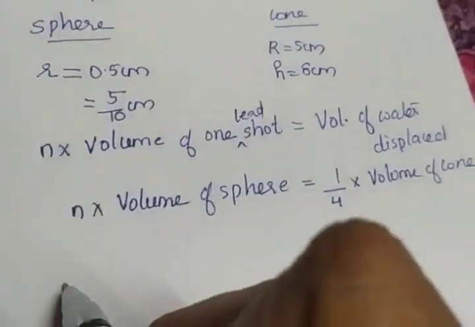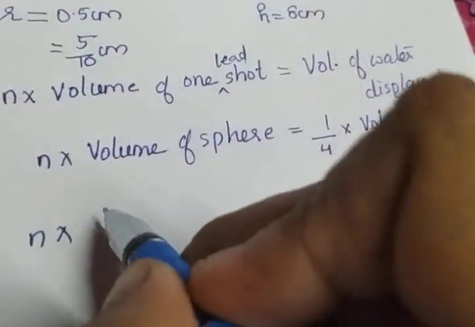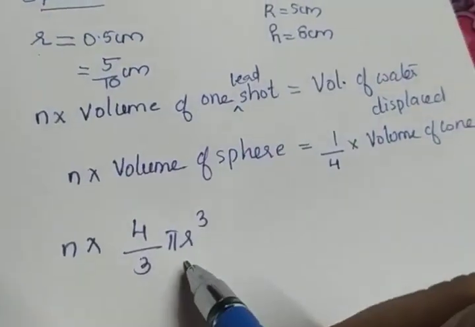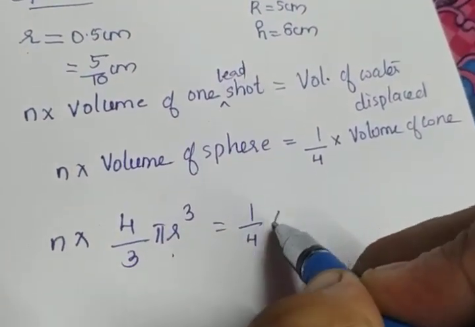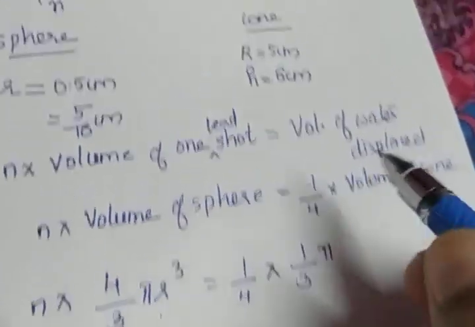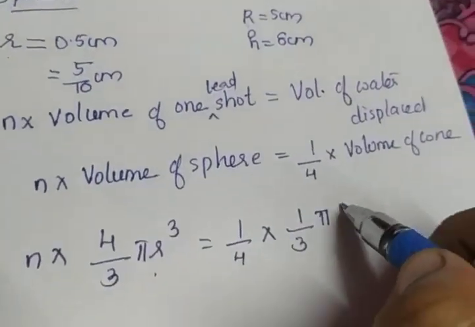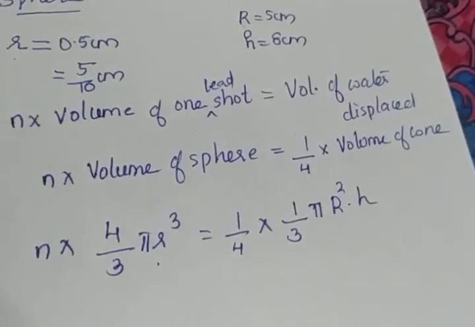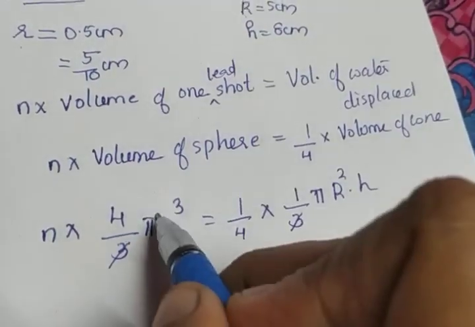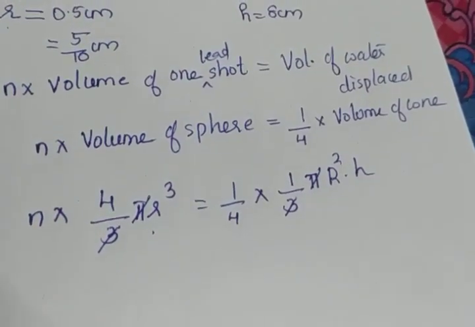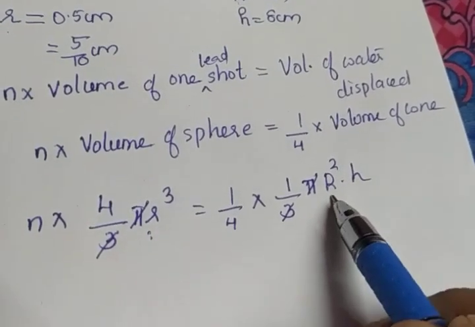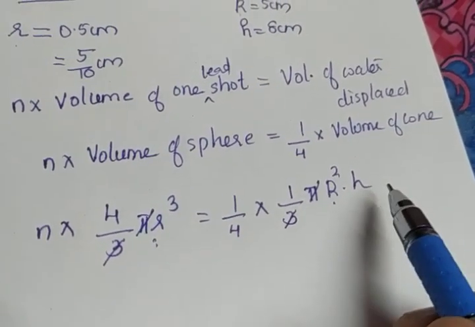Substitute into the formula: n into, what is the volume of the sphere? Volume of the sphere is 4/3 pi r cube. We used a small letter r for the sphere. So 4/3 pi r cube is equal to 1/4 into, what's the volume of a cone? 1/3 pi R square h. We used a capital R for the radius, so 1/3 pi R square into h. Okay. And on the left side and right side, the denominator is 3. We can cancel it. Pi is there on both sides, so that we can cancel. What about r? Though r remains the radius, on the left side r stands for the radius of the sphere and on the right side R stands for the radius of the cone. So they will not get cancelled.